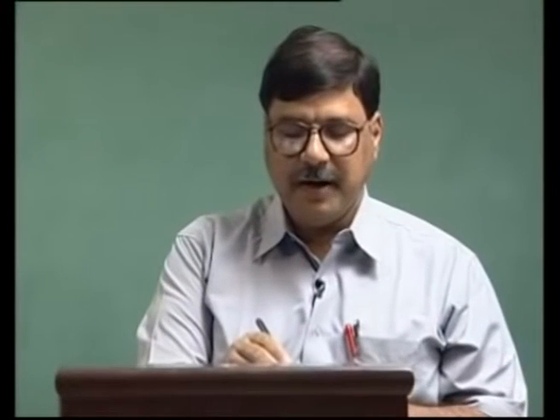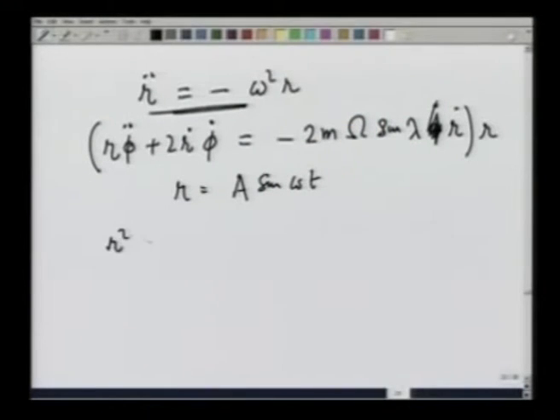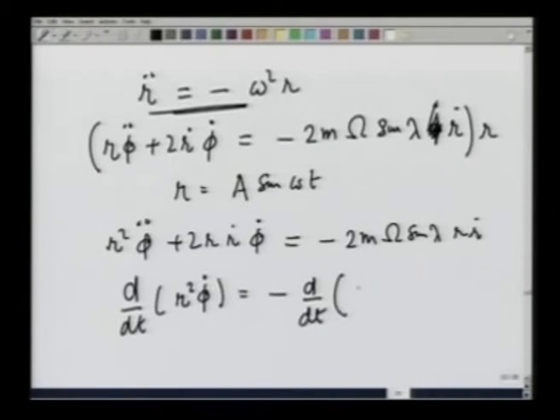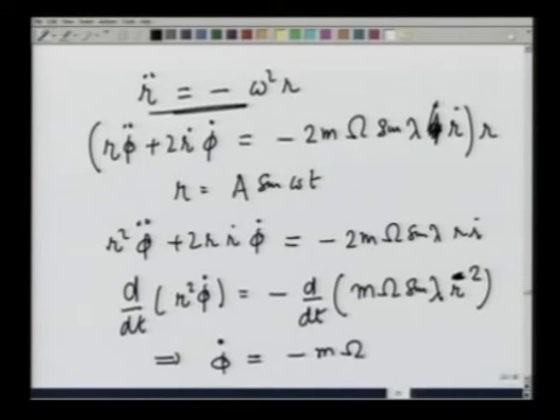To solve the second equation, I multiply this whole thing by r to get r square phi double dot plus 2 r dot phi dot is equal to minus 2 omega sine lambda r dot, and this I can write as d by dt of r square phi dot equals minus d by dt of omega sine lambda r square. A comparison gives me phi dot equals minus omega sine lambda.